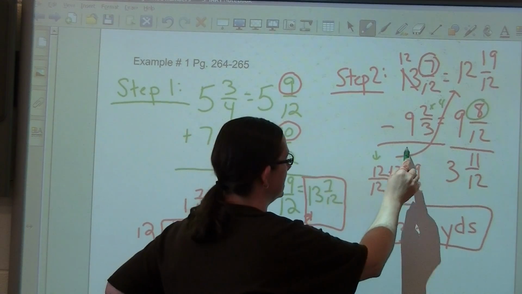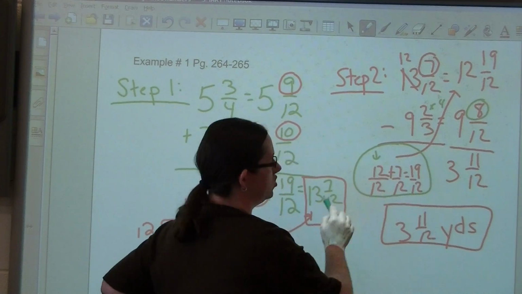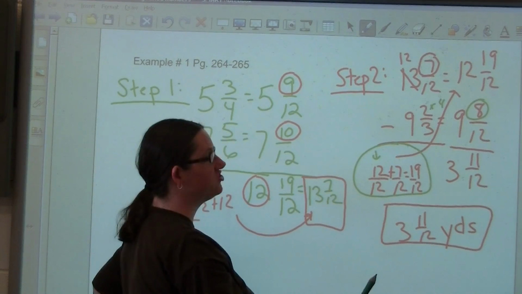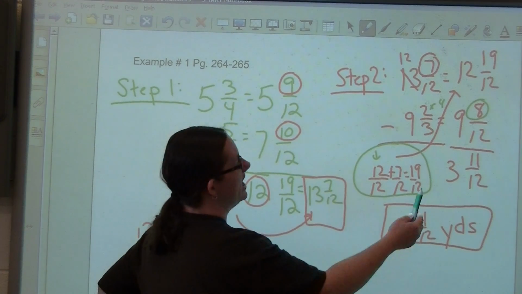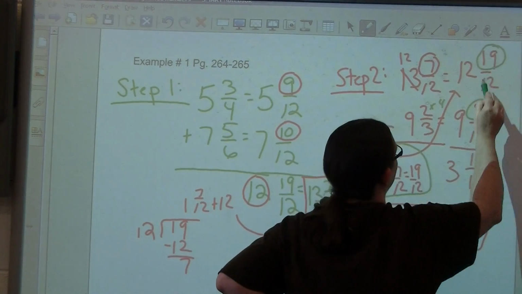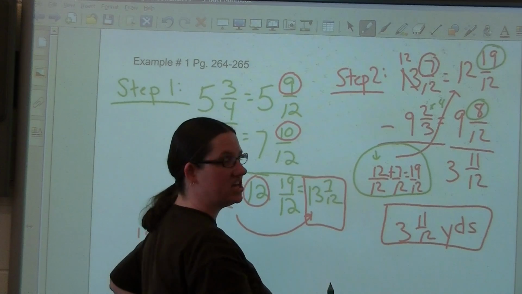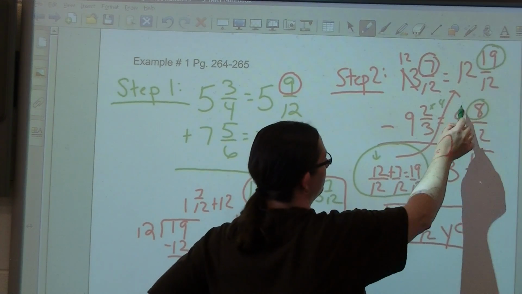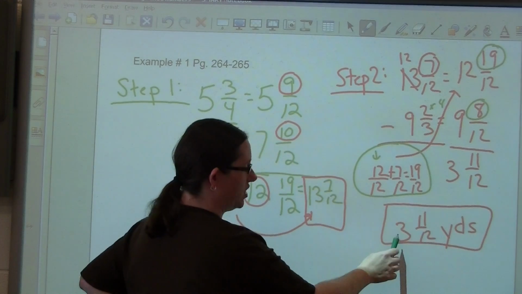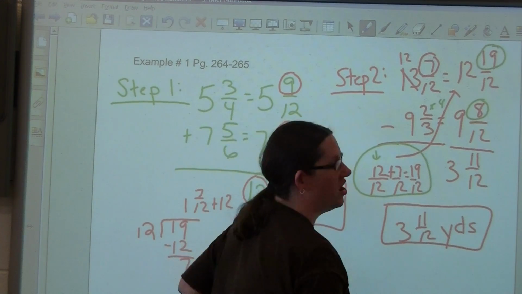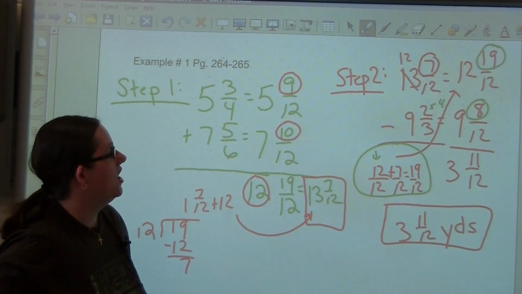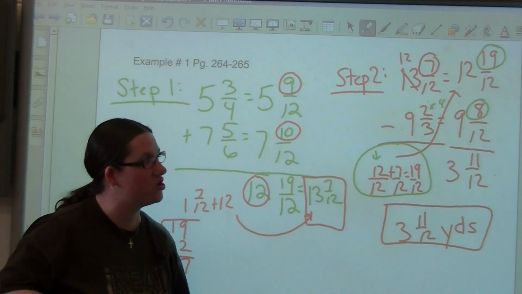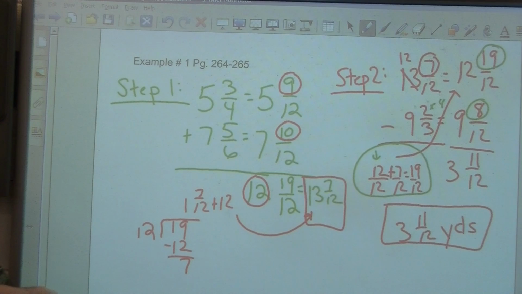In the text, they didn't give you any of this. They didn't show you any of that. You know how to do it. We know how to record it down here. Make sure you walk through and do that. Okay, now we have 19 take away 8, and we can do that. 19 take away 8 is 11 over 12. 12 take away 9 is 3. So we have 3 and 11/12 yards left over. All right, good job. I hope you kept up. This is everything coming together that we've been working on together in class.